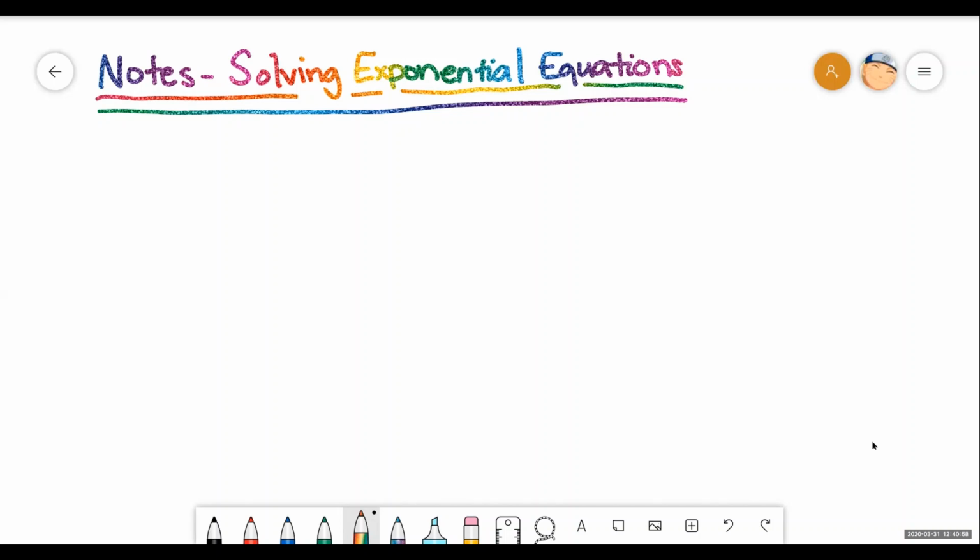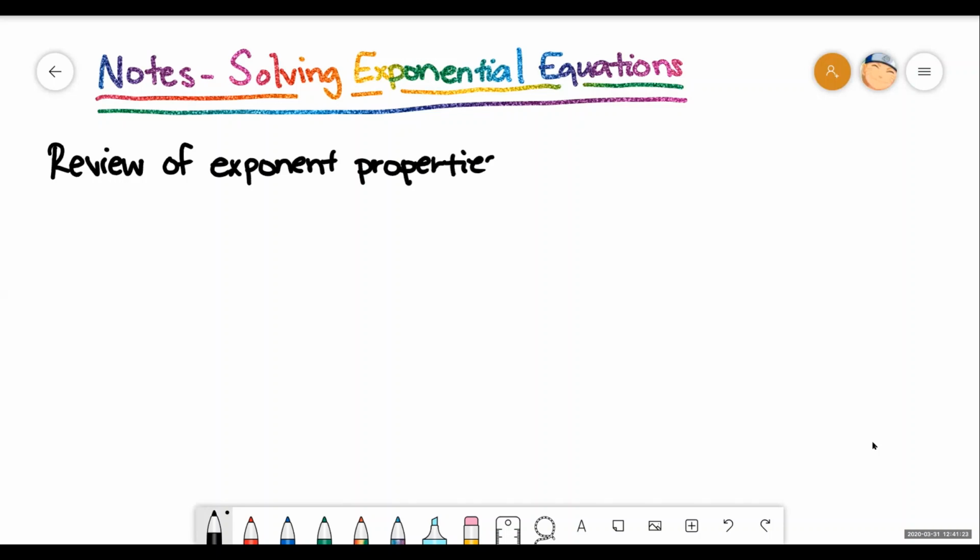Now, before we start solving exponential equations, I think it's important for us to review some of our exponent properties. So to start, let's go ahead and add those to our notes. Review of exponent properties. Because if we're going to be manipulating equations, we should have a good handle of what our properties are.